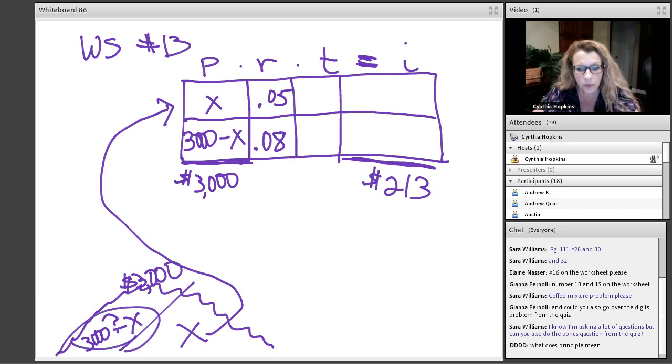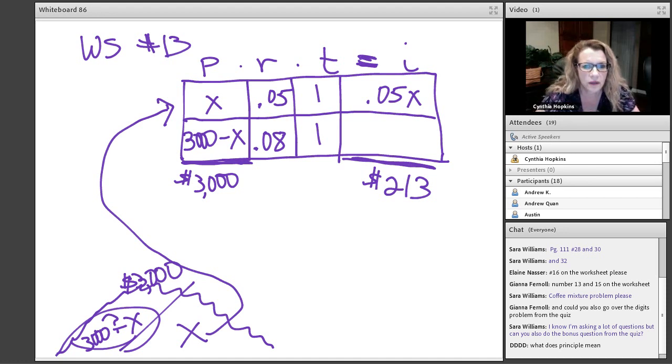That is completely wrong. Okay, so because they talk about annual interest, my T is 1. And now that I have my 3 boxes, I can multiply straight across to get the fourth. So 0.05x.